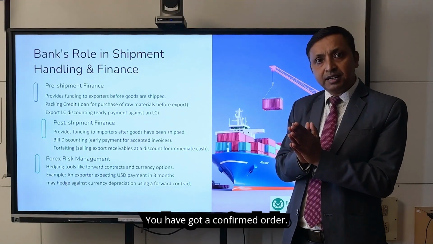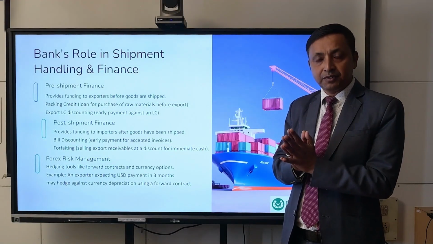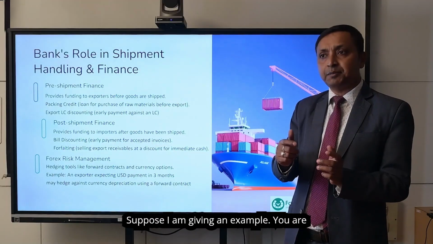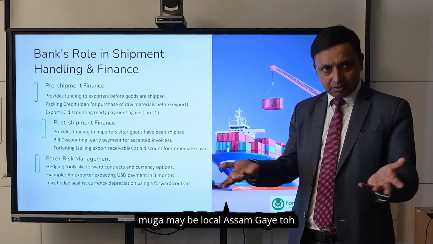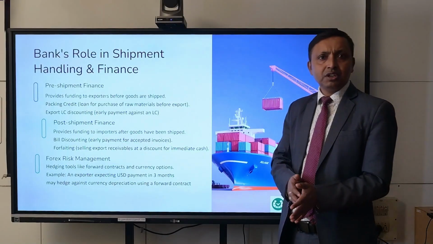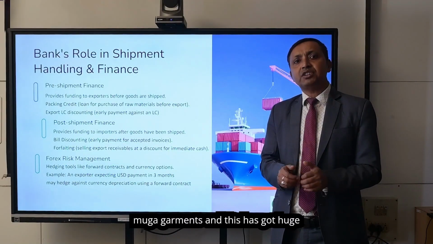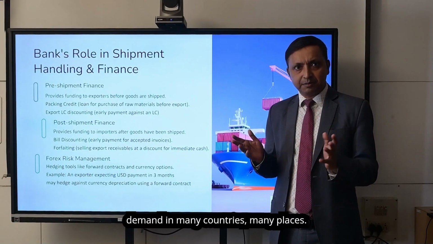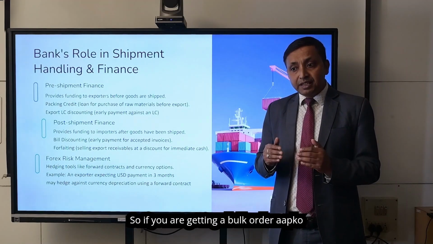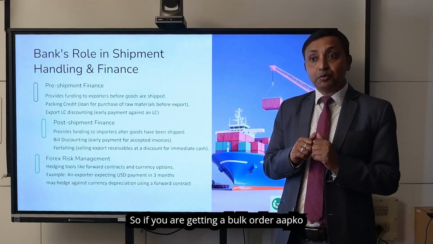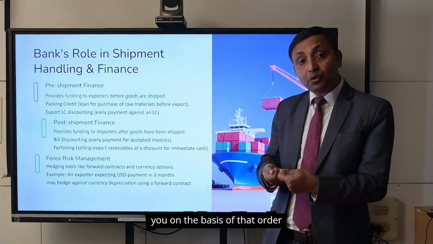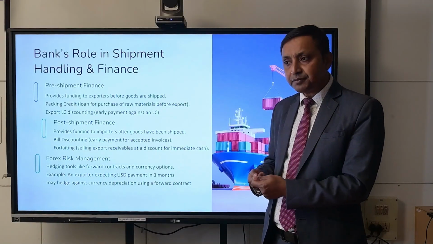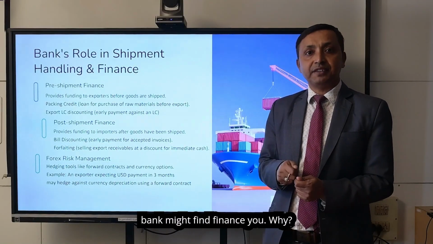You have got a confirmed order. Suppose I'm giving an example. You are manufacturing good quality muga, maybe local Assam muga garments, and this has huge demand in many countries, many places. If you are getting a bulk order, you will need money to make it. But if you have a confirmed order, then on the basis of that order, the bank might finance you.